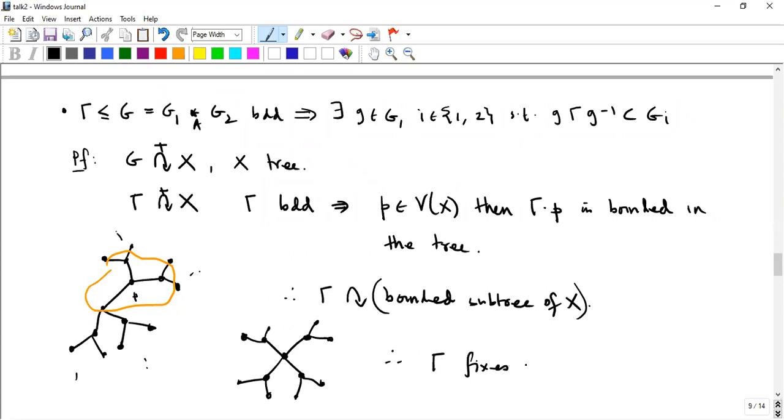Fixes a point. Right? Any action of a group on a finite tree has to have a fixed point. That's what I've proved, really. And so this proves that some conjugate of gamma is contained in either G1 or G2 because it fixes a point.